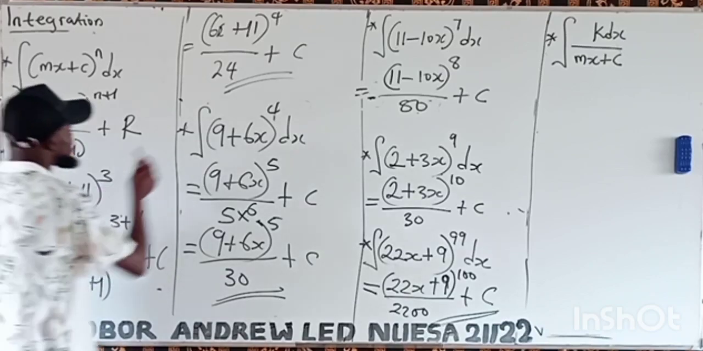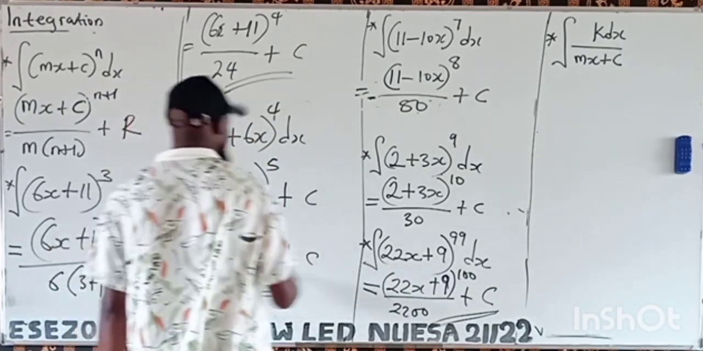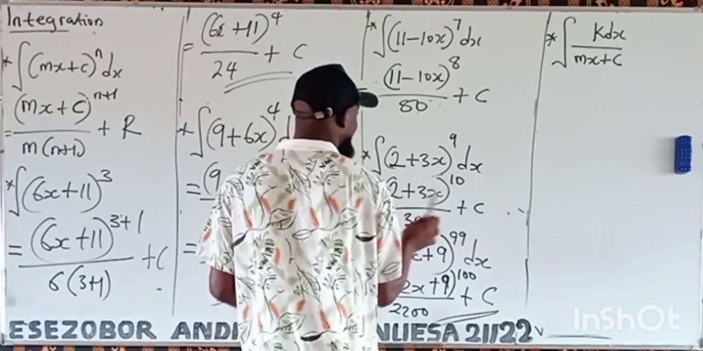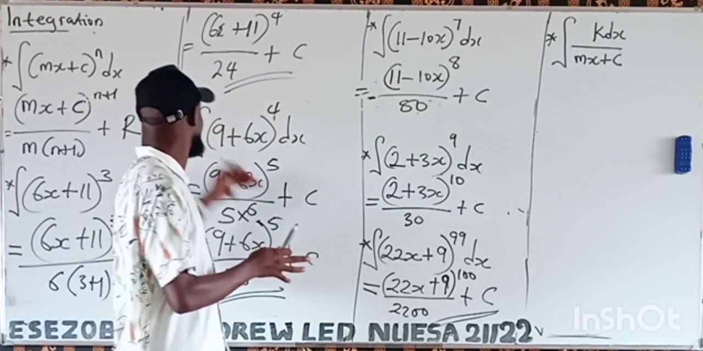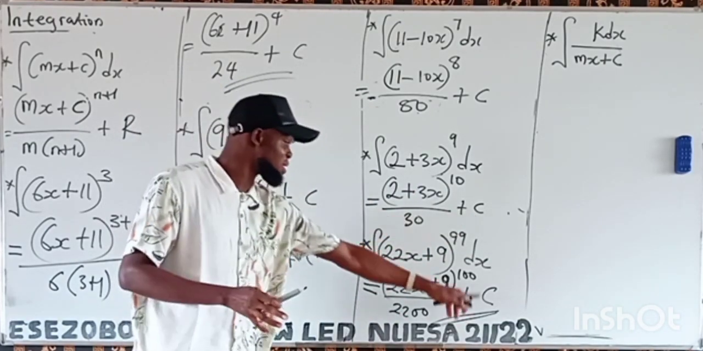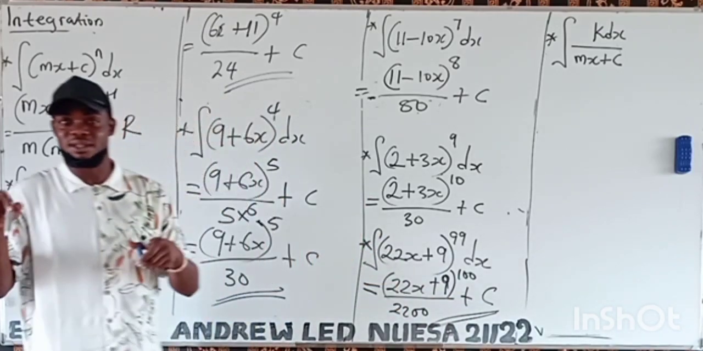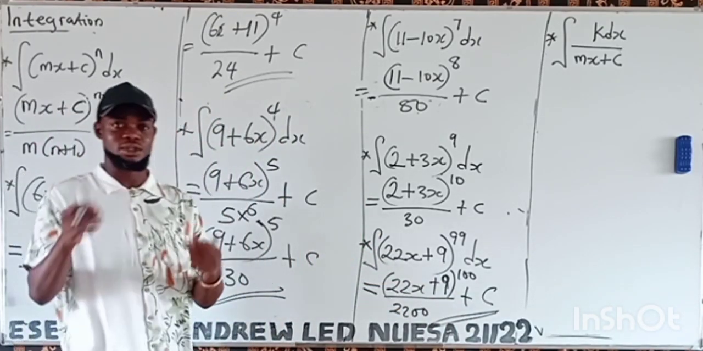Check this question, it has a constant. Check this one, we have a constant here. A constant is something that doesn't have x. The constant from the question is in the answer. After you have integrated the question, you just add the integration constant.